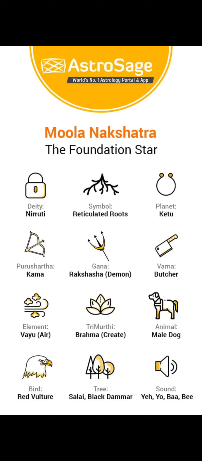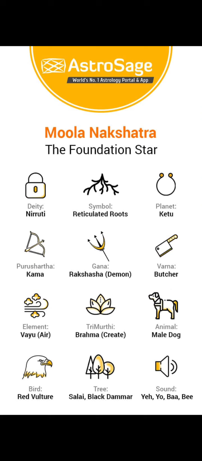The animal here is the male dog. Trimurti is Brahma, to create. The element here is Vayu, air. The bird is a red vulture. Trees, Sal and black dammar. And what's really fun is when you look at these individual aspects here, we can see and draw further information, like the energies that make up this nakshatra.